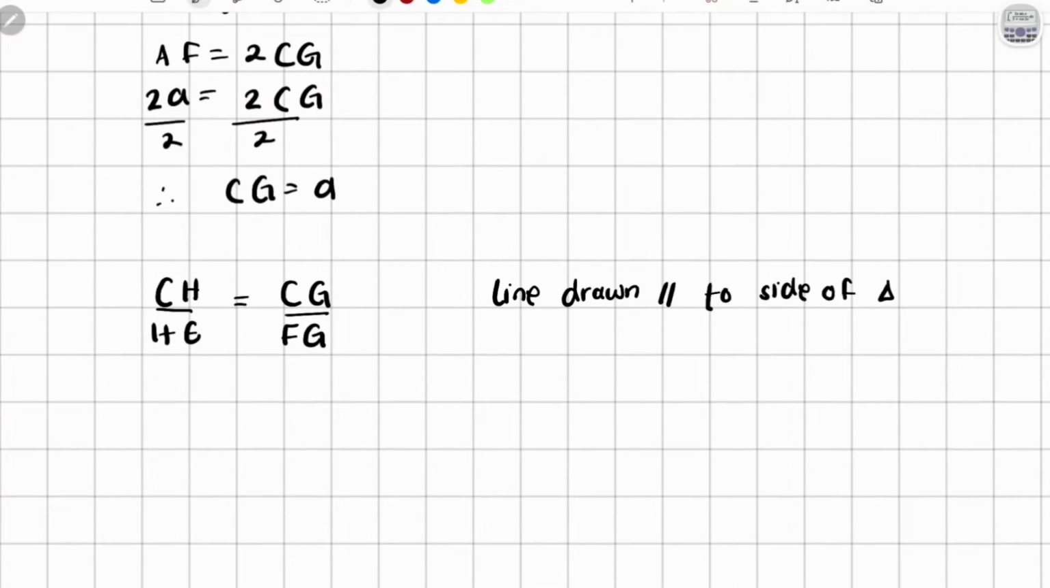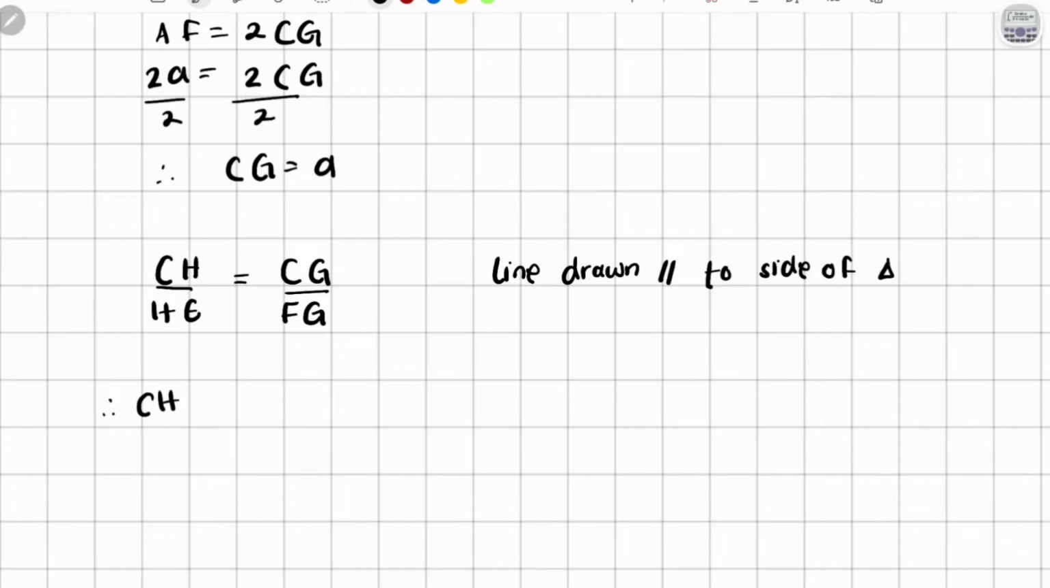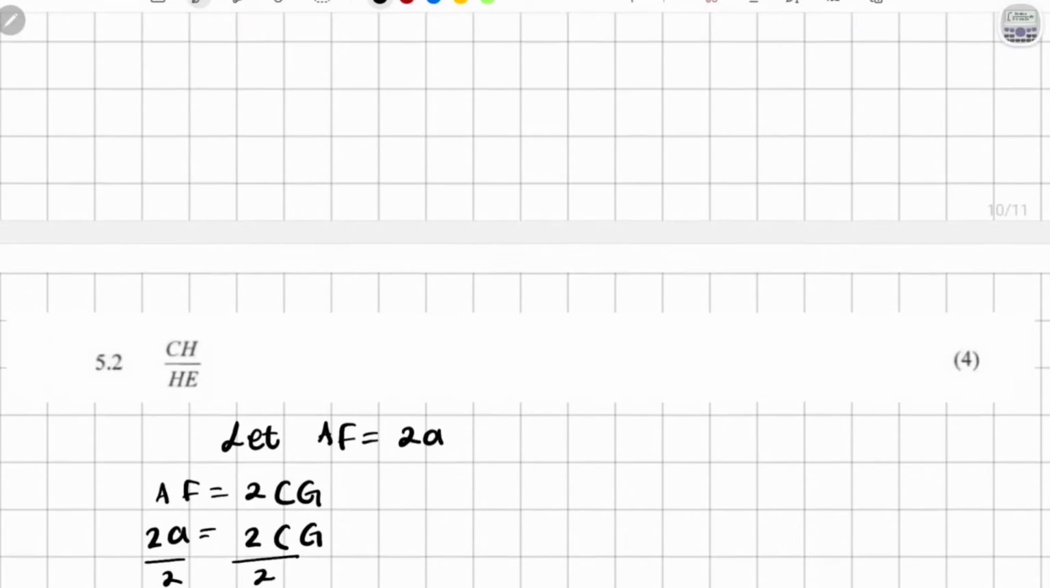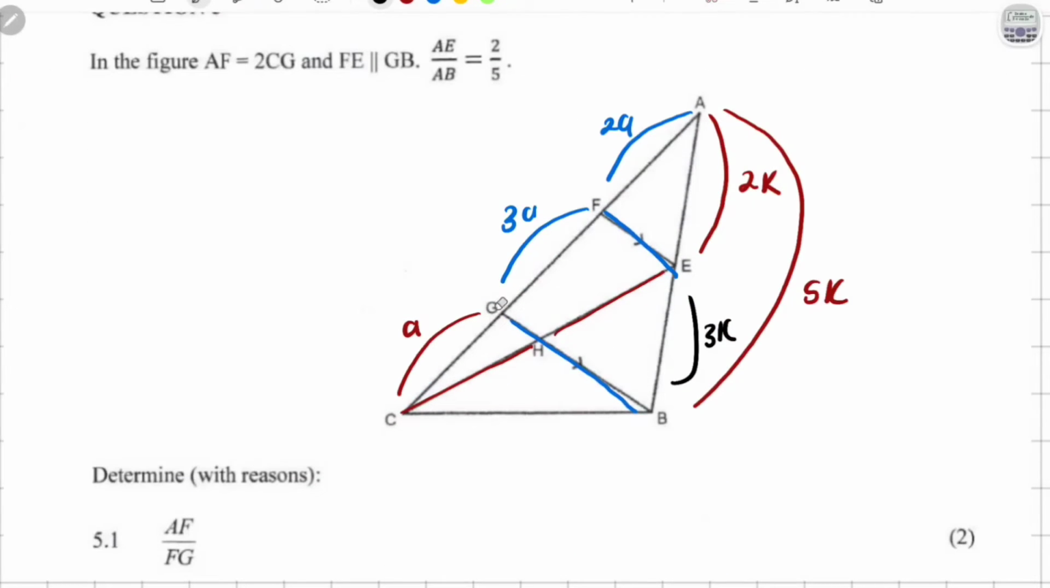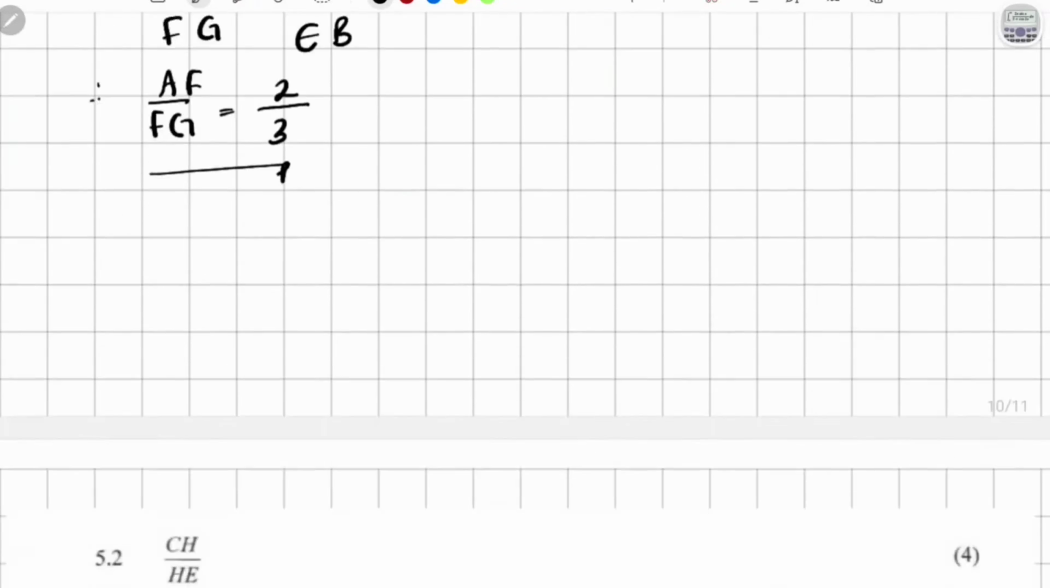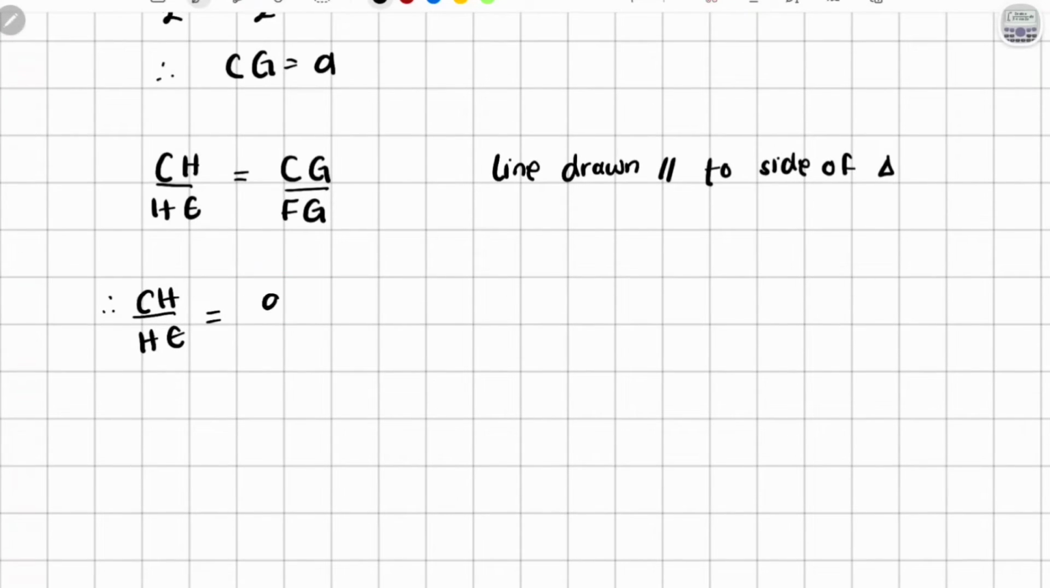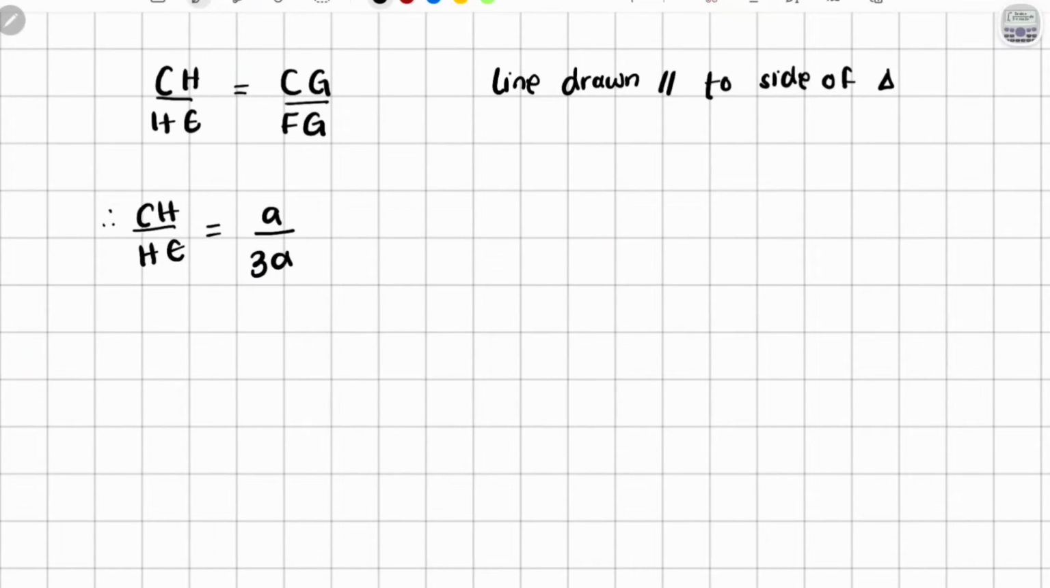That's the reason why. So now we can finally say that CH over HE is equal to, and then what are those proportions that we have? The proportions we have for CG and FG are A and 3A. So that's A over 3A. If you see how that works, it simplifies. The A cancels, and you're left with a 1 as a coefficient. So that's just 1 over 3, and that's your answer.